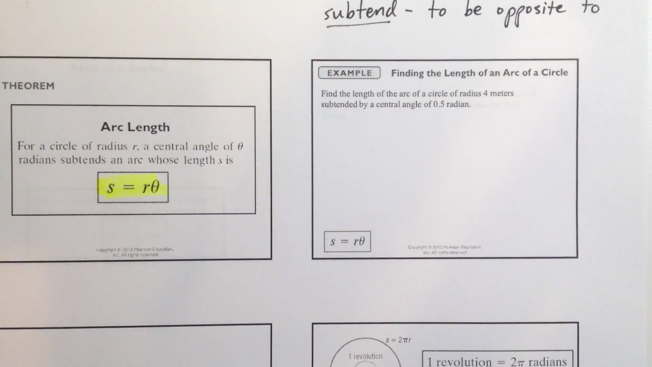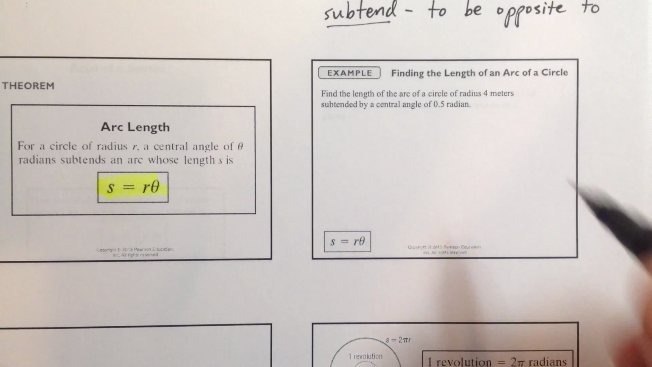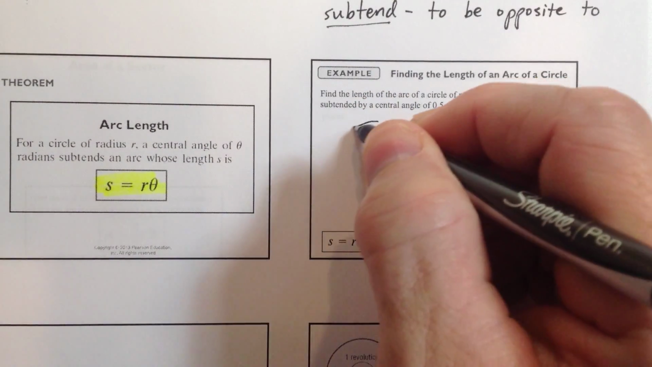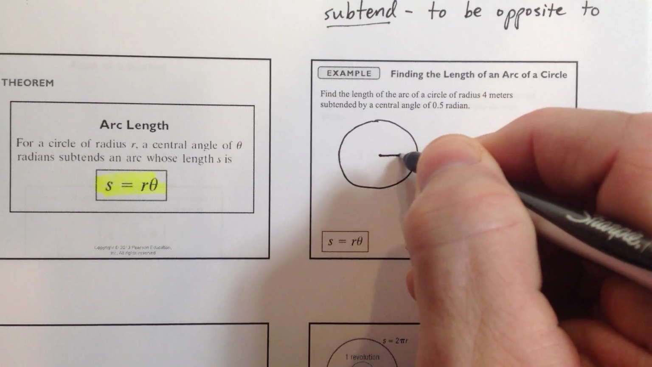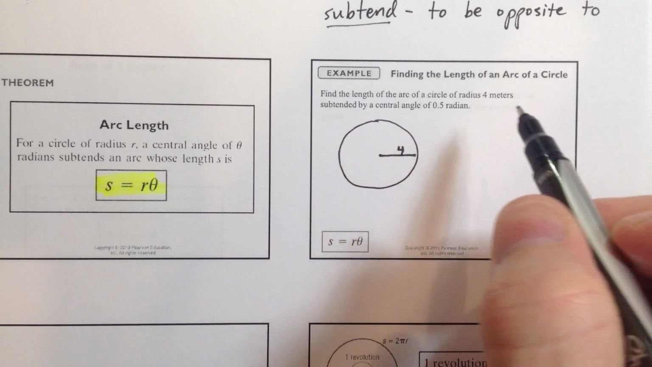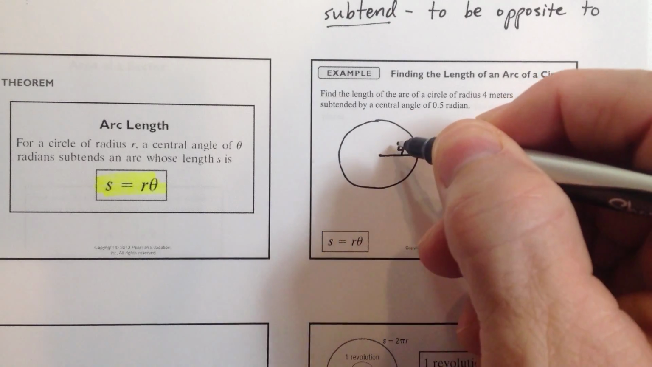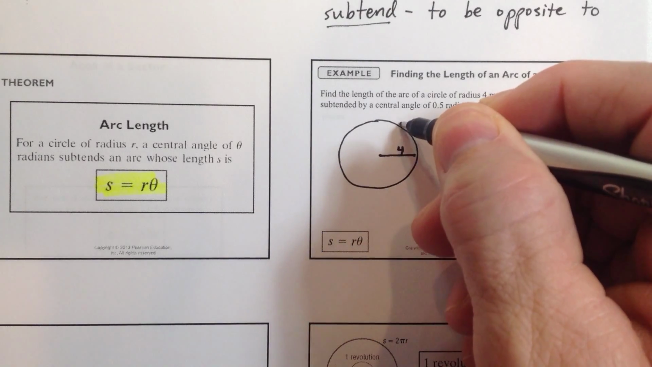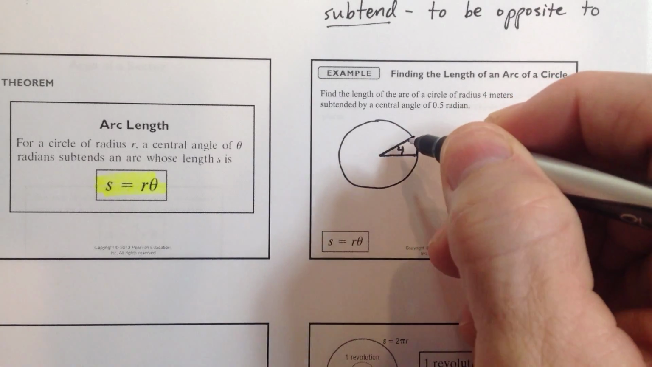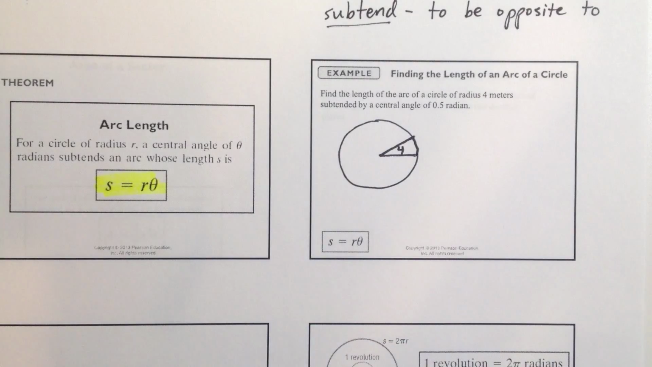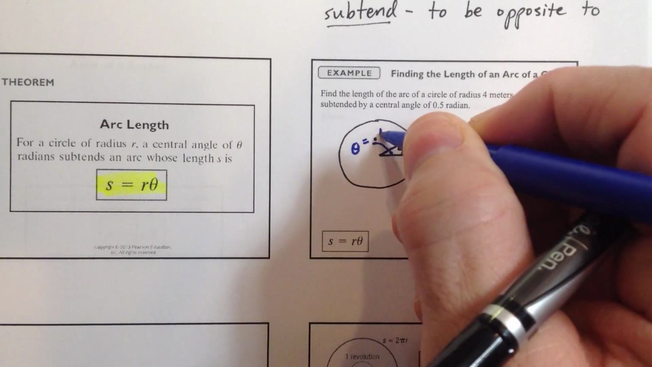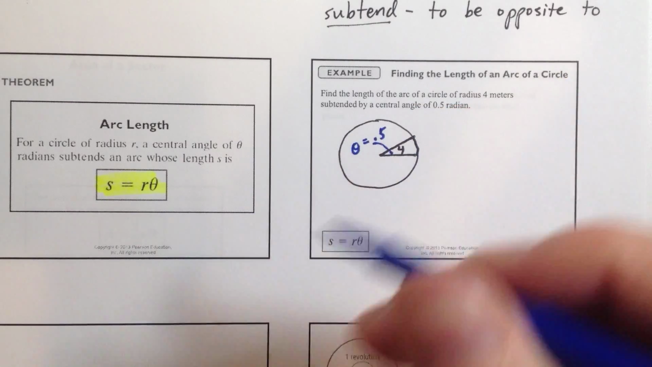Let's go ahead and use that right here. This example doesn't have a number. Find the length of the arc of a circle of radius 4 meters, subtended by a central angle of 0.5 radians. Now that we know that 1 radian is about up here, 0.5 radians would be down like that. So let's add that in here. This angle measure equals 0.5, and we know that r equals 4.